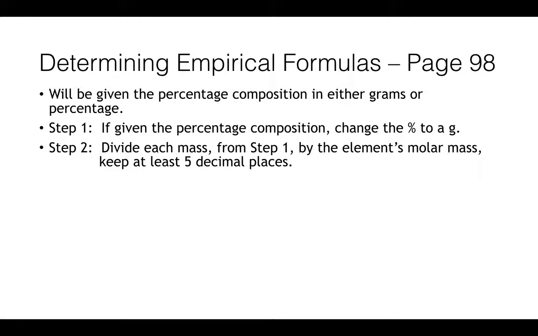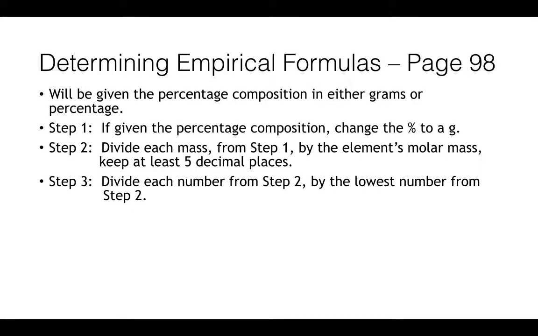Step number 2, you're going to divide each mass from step number 1 by the element's molar mass. And we're going to keep at least 5 decimal places. The more we round, the more our answer is going to be off. So we want to be as specific as possible and keep as many decimal places as we can. Step number 3, you're going to divide each number from step number 2 by the lowest number from step number 2. And we're going to go over some examples to see how this plays out.